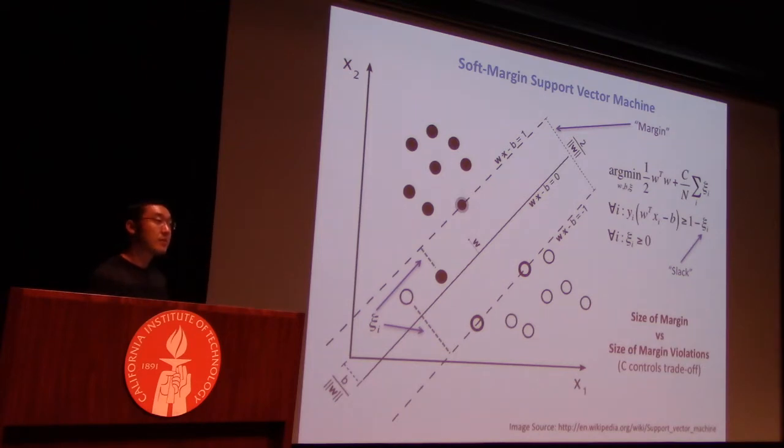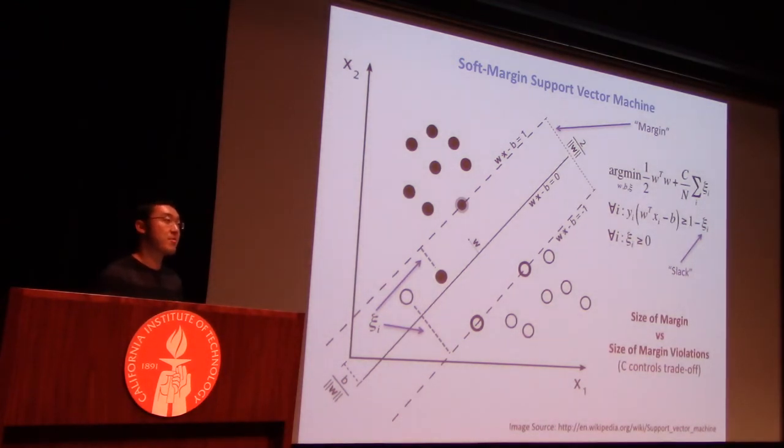Yes. C is non-convergent if it's negative, right? C has to be non-negative. Yeah, C is a non-negative hyperparameter of the problem.